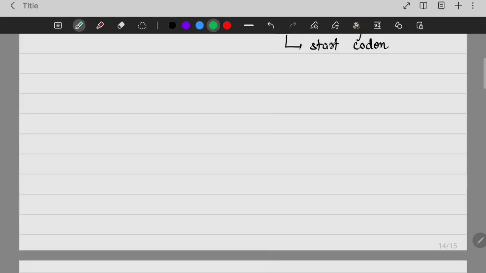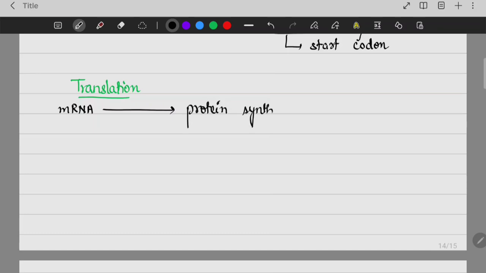Now the topic is translation. What is translation? Translation is the process in which the information present in the mRNA, which is given by the DNA, is translated into the formation of proteins. That means the information present on mRNA in the form of genetic code is utilized for the formation of proteins. So I should write here, from mRNA to protein synthesis. This process is translation.